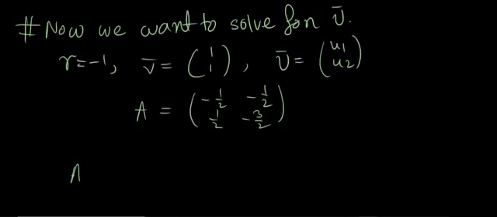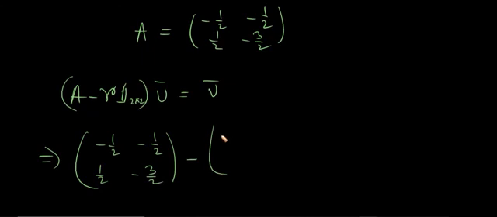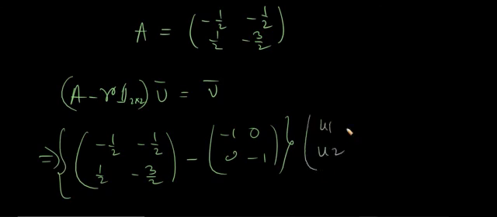And if you do that, that means A minus r times the identity, which is just the 2 cross 2 identity because this A is a 2 cross 2 matrix, times u bar is equal to v bar. And this is just [-1/2, -1/2; 1/2, -3/2] minus, since r itself was minus 1, so write -1 times [1, 0; 0, 1], this whole thing. And u bar is the thing we want to solve for, so write it as u1 and u2, and v was just (1, 1), right?